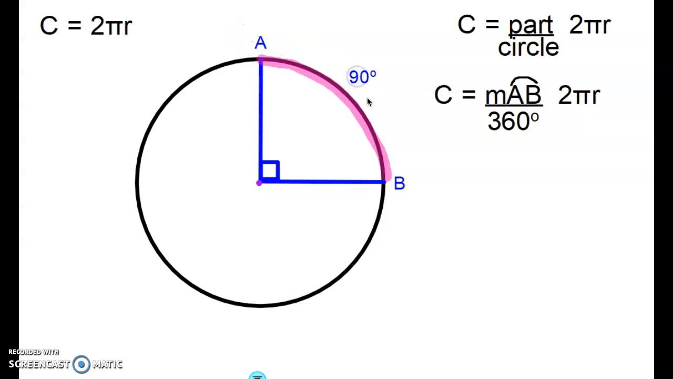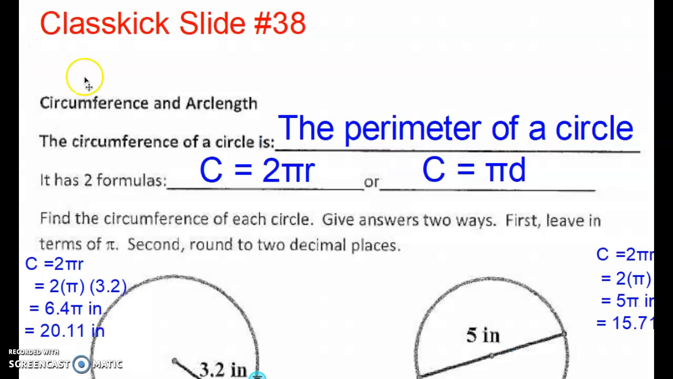But you are correct. The measure of this arc is 90. You're absolutely correct. The measure of the arc is 90, but that's out of a whole complete circle. So it's always part of your circle over the 360, a whole circle, times your circumference. And you know this 90 over 360, this would be a quarter of the circumference. Great. Okay, let's move on. We'll come to that.